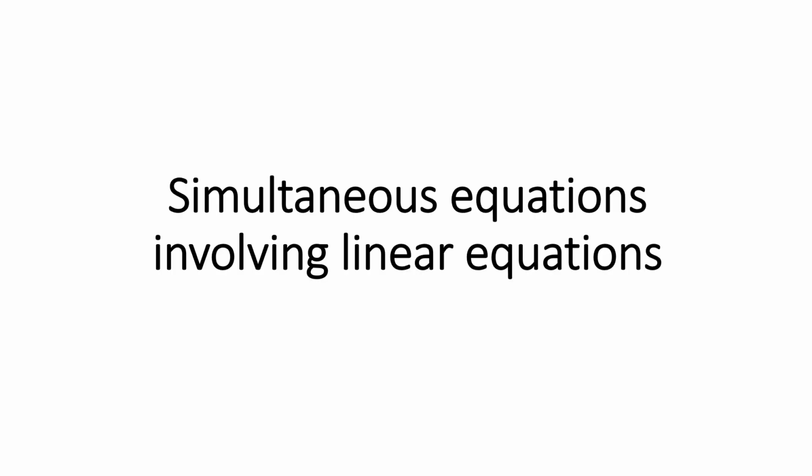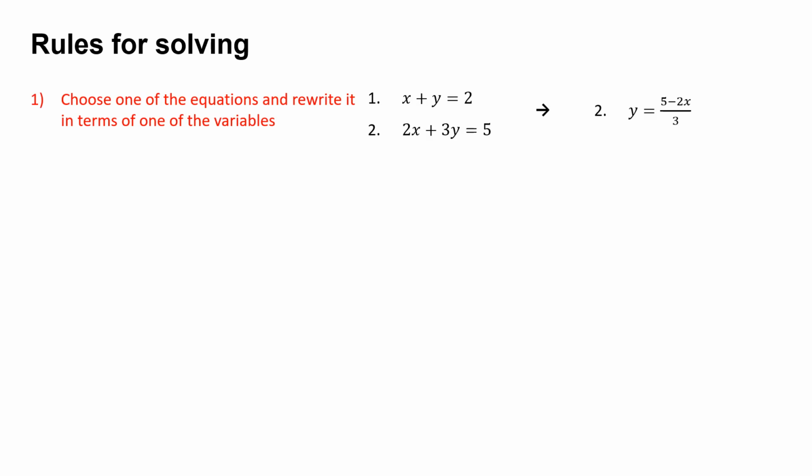First of all, we're going to look at simultaneous equations just involving linear equations. So how do we go about solving this? Well, we're going to look at our simultaneous equations. We need to choose one of them and then rewrite it in terms of one of the variables. So I've chosen an example: x plus y equals 2 and 2x plus 3y equals 5. And we want to solve for x and y.